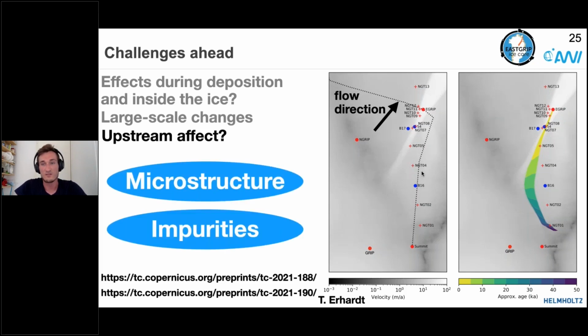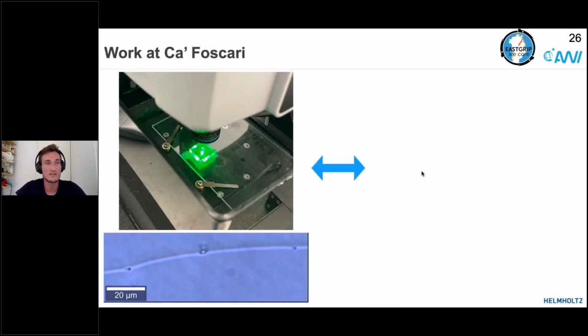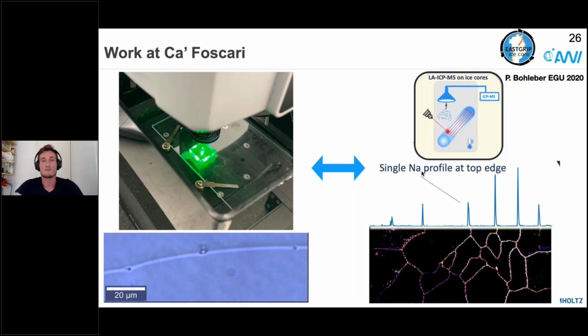All right, and also this plot clearly shows that impurities definitely go hand in hand with your deformation and your microstructure, especially in an ice stream. And this brings me to my last slide. So the work here in Venice, because we try to get together and to combine our Raman data with the laser ablation data Pascal has been doing here in Venice for some time now.